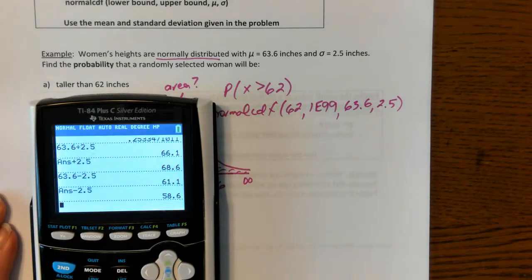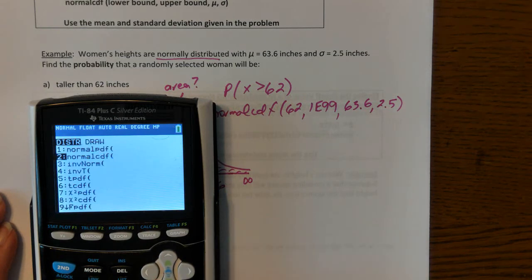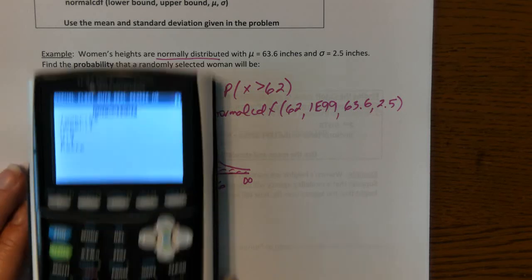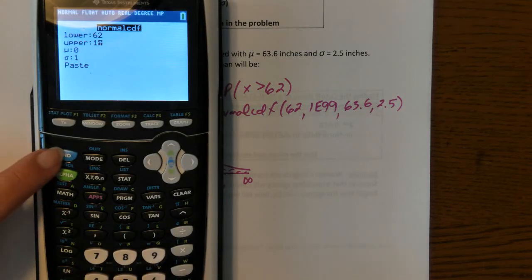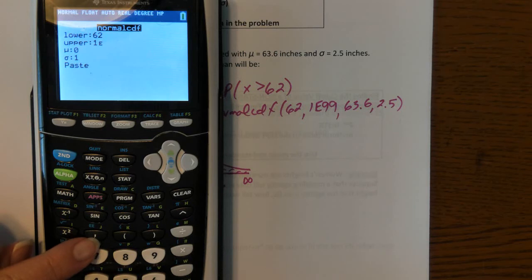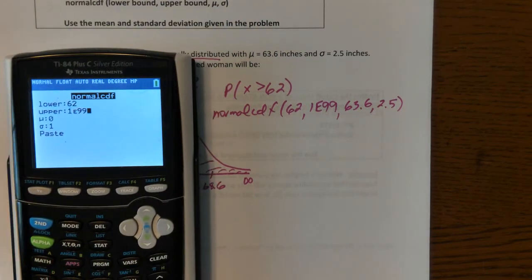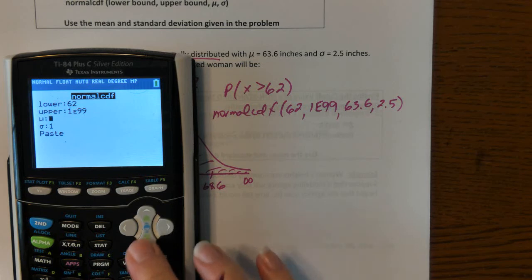So in my calculator, second vars, normal CDF. My lower bound is 62. My upper number would be infinity, but I don't have an infinity button. So 1E, remember to get to the E, you hit the blue second button and then the comma, and that will put in your E, 99. Okay, 1E99 means 1 times 10 to the 99th. That's a really, really, really big number. That's how our calculator will approximate infinity.